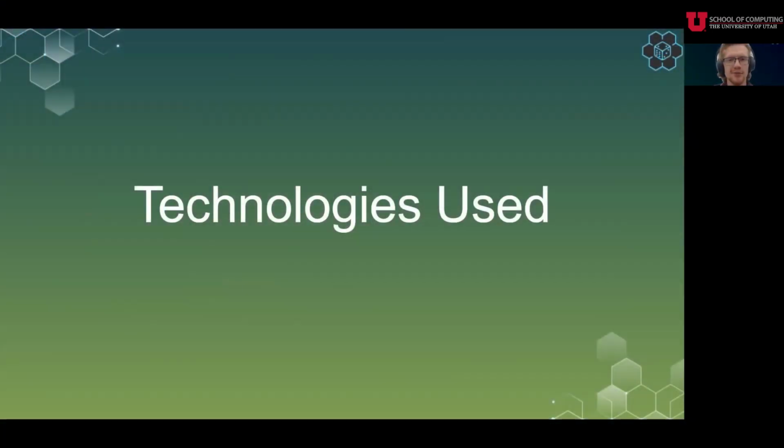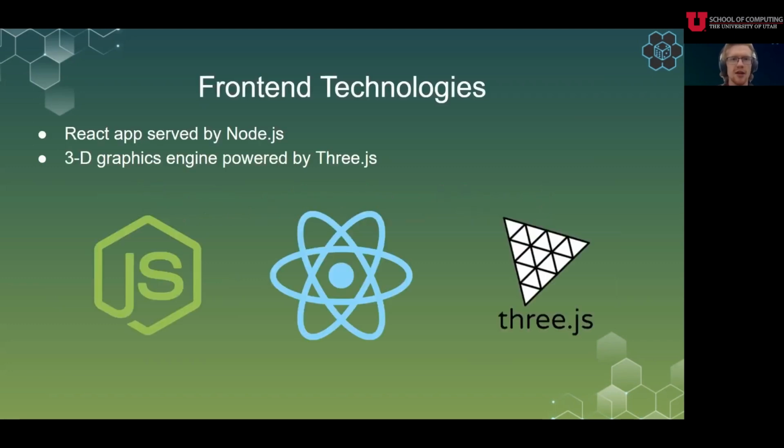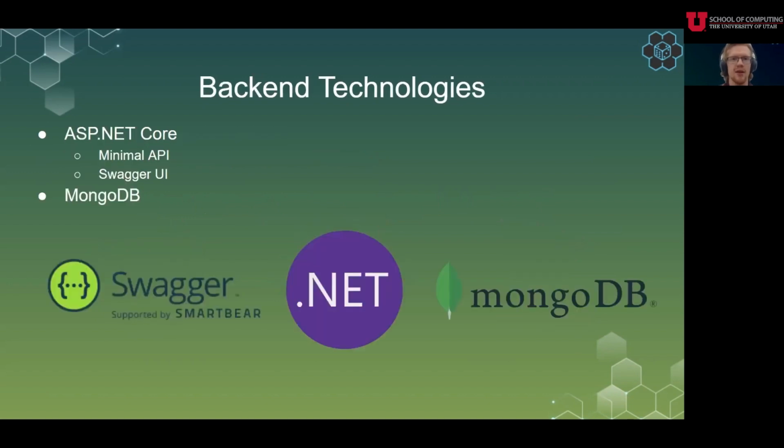Hi, my name is Jacob Smith, and I've been primarily responsible for the DevOps work for the OnBoard Team Capstone project. I will briefly discuss the technologies that we used. On the front end, we have a React app served by a Node.js server. It contains a 3D graphics engine powered by the 3JS graphics library. Our backend is powered by ASP.NET Core with a minimal API architecture and a Swagger UI. Our database engine is MongoDB.